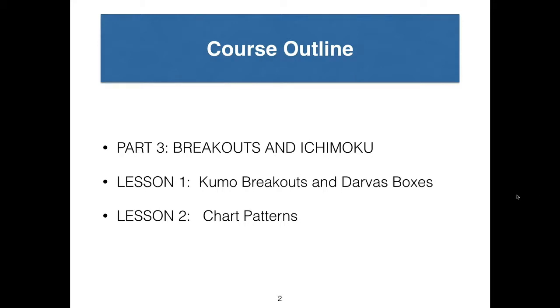So this week we will be talking about breakouts in Ichimoku. This will include a topic on kumo breakouts and Darvas boxes as well as chart patterns. I believe I included profit targets last week, but I know that we already covered that during the basic Ichimoku course, so I removed it from this topic because it's the same thing. I would not want to repeat that topic all over again.